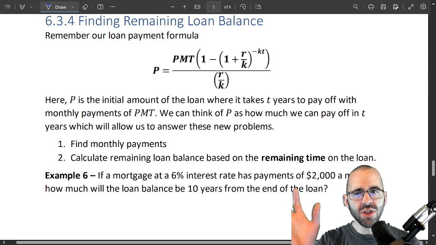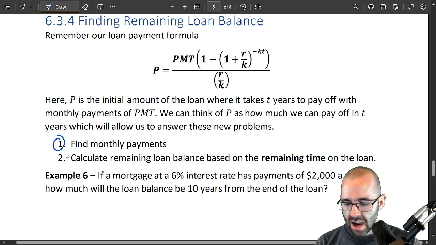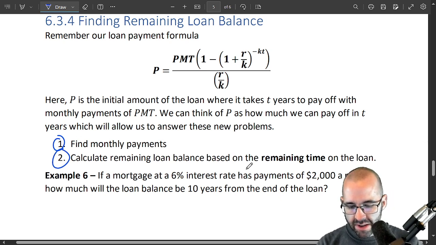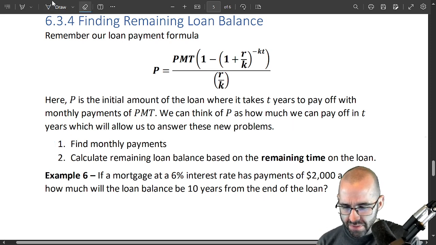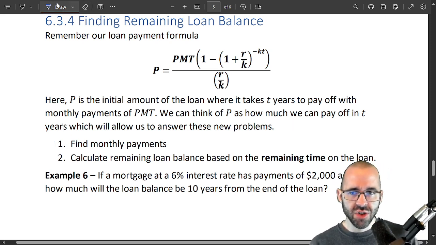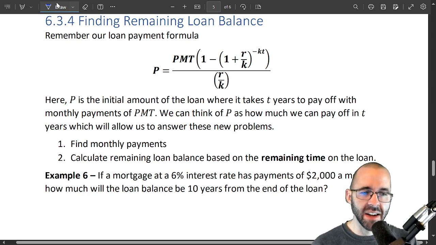So we just kind of change our framework a little bit. To solve these sorts of problems, we're going to first find our monthly payment, and then we're going to calculate the remaining loan balance. And be careful, because it's going to be based on the remaining time of the loan. Let's not worry about that too much just yet. Let's jump into an example and see how that's going to manifest.